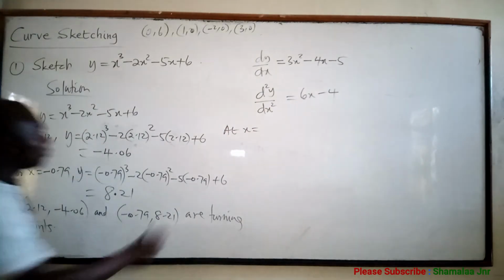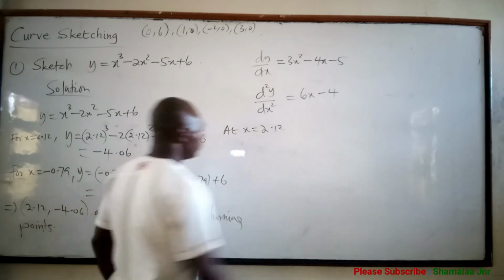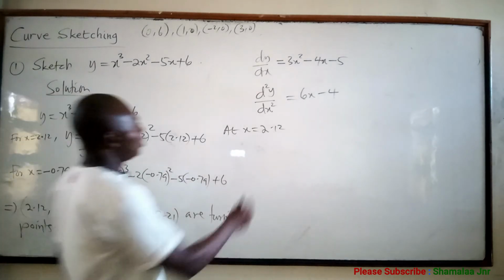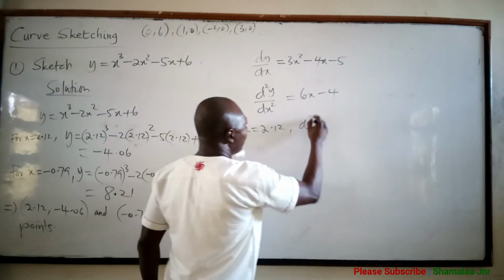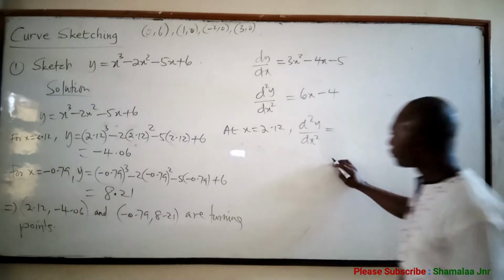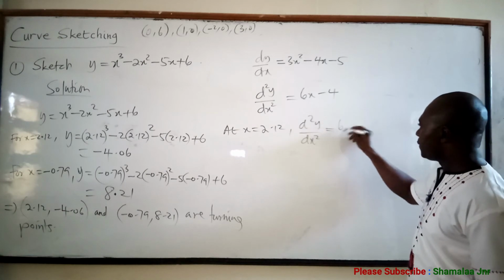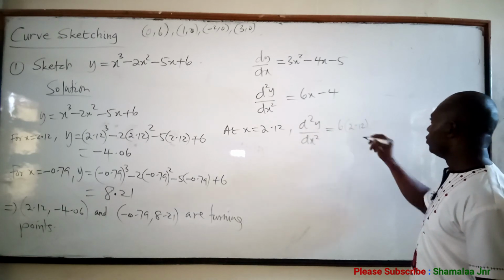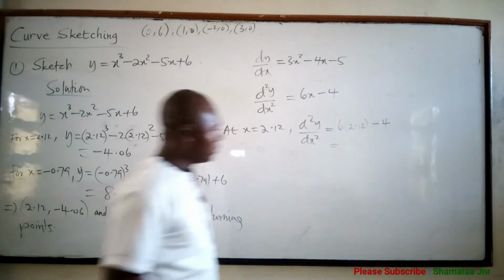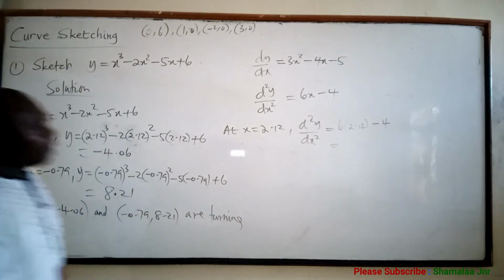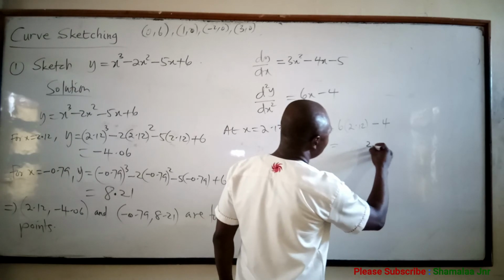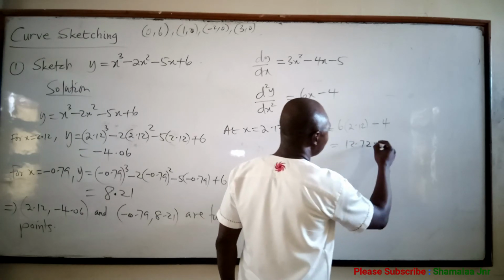This one is 6x minus 4, at x equal to 2.12, isn't it? At x equal to 2.12, d squared y dx squared is equal to 6 times 2.12 minus 4. Isn't it? Yes. And this one is 12.72 minus 4.